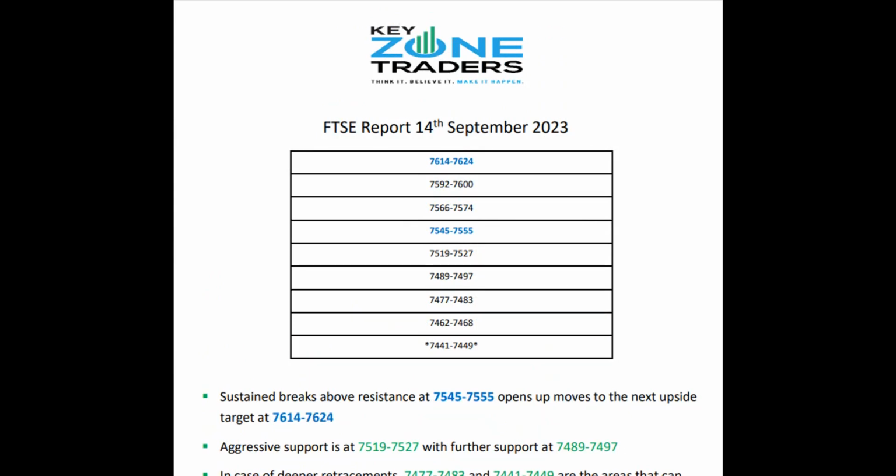Now you can see we had 76.14 to 76.24. And we can see this was the next upside target, 76.14 to 76.24. That was our main resistance for the day. So let's go and take a look at the action on the FTSE for that day.